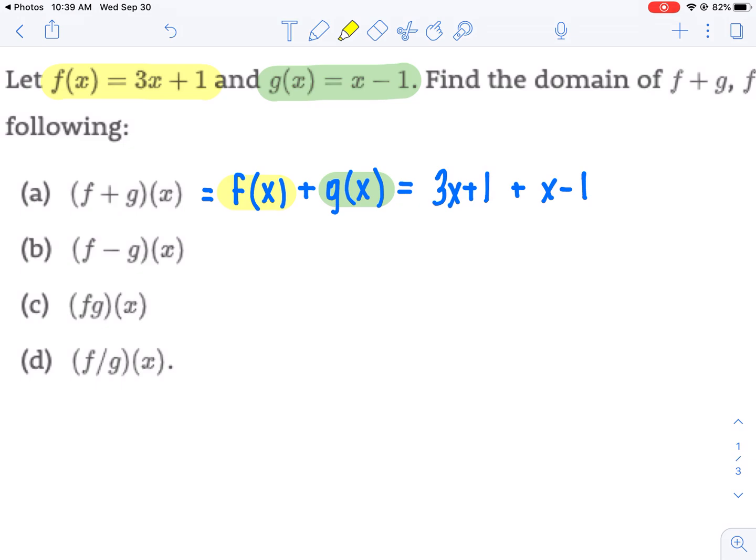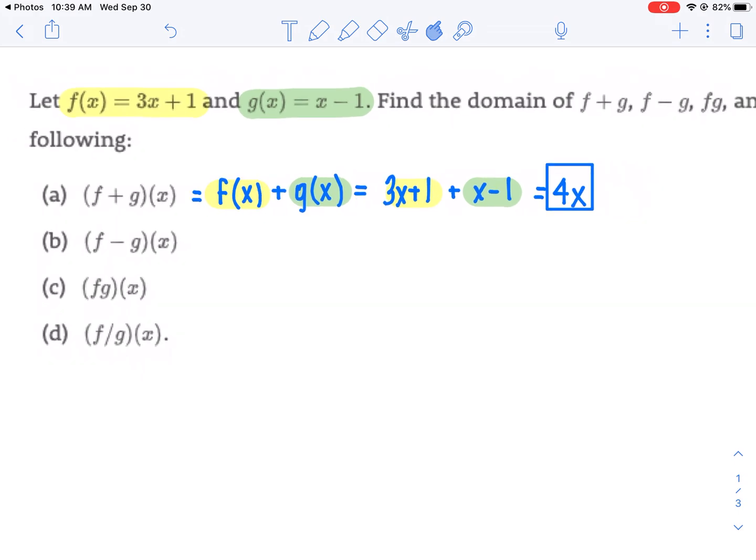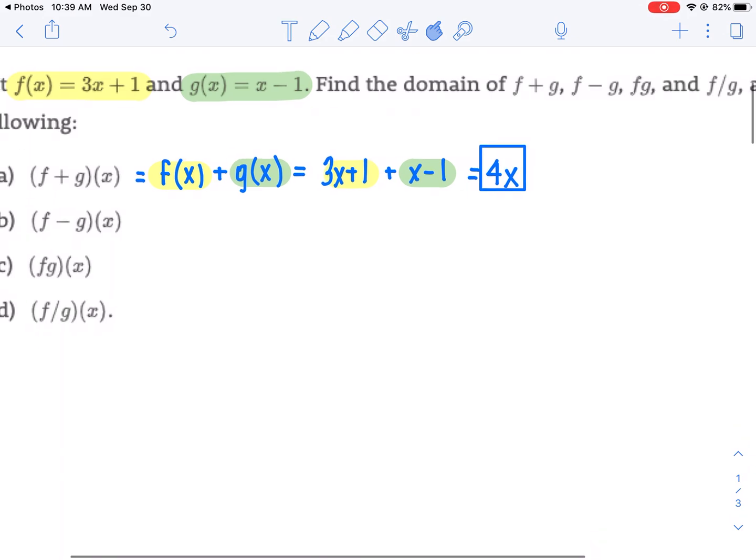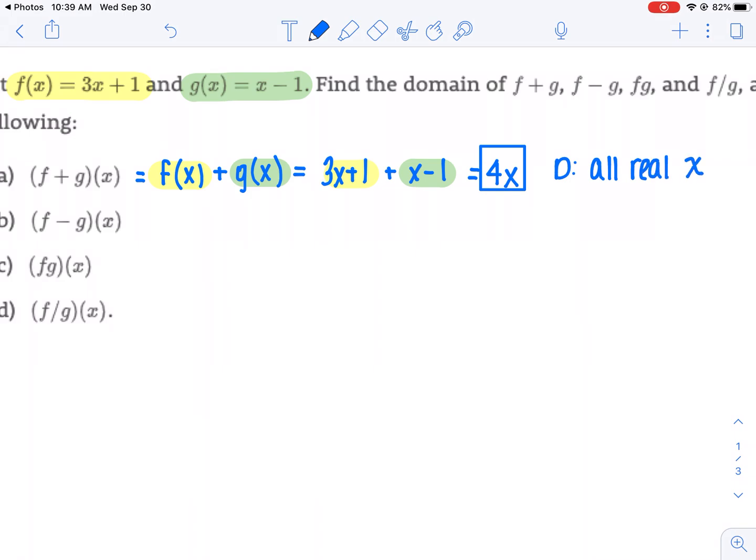Just took those two parts, and do a lot of highlighting today, my dears, and now I'm just going to add them together. Combining like terms, I will get 4x as my answer. My domain, there is no restriction on this. These are lines, you add it, you get 4x. So the domain you can write just for all reals. All real x, whatever you want.